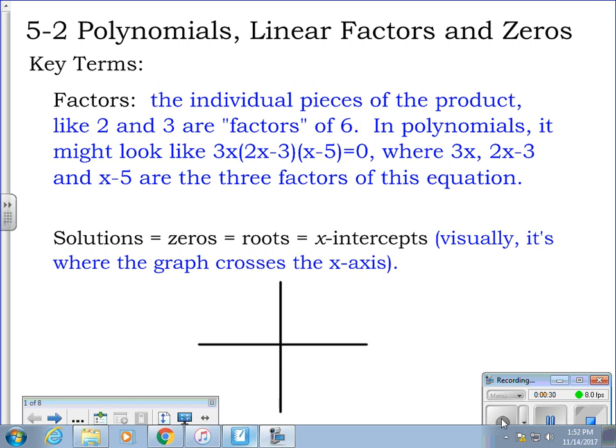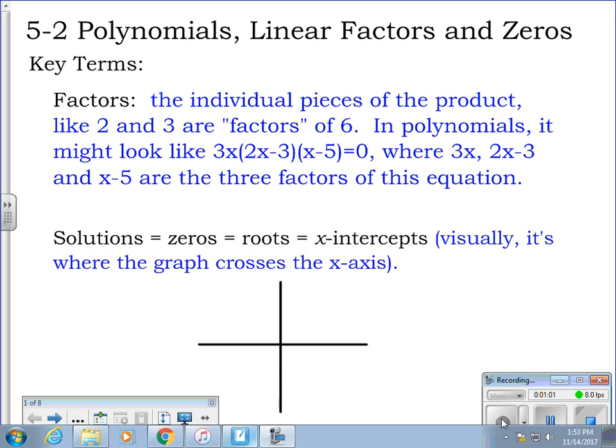If I have a polynomial, factors might look like 3x times 2x minus 3 times x minus 5 equals 0, where 3x, 2x minus 3, and x minus 5 are factors. We've done this already, when we were looking in the last chapter. This is one of the things we dealt with, was factors, solving for factors.